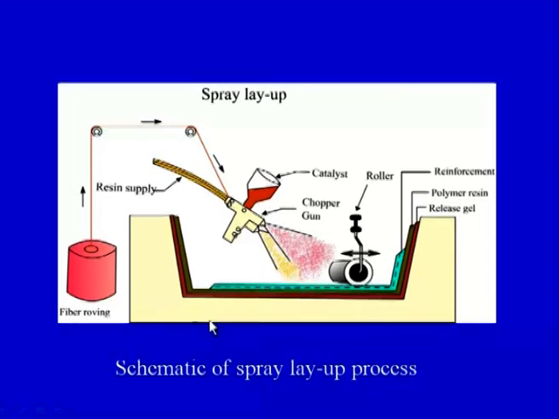So the final product will be made according to the shape of the mold. In the mold we first have the release gel in order to facilitate easy removal of the final product. We have a polymer resin and the reinforcement that is mixed here. So this is a simple diagram of the spray layup process. We have fibrous reinforcement, resin, catalyst and a spray gun in which the raw material is getting mixed and sprayed onto the mold surface. And we have a consolidation roller which will consolidate this sprayed material, and it will also help in the removal of any air bubbles or excess resin present in the layup.